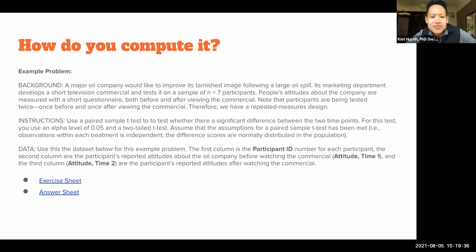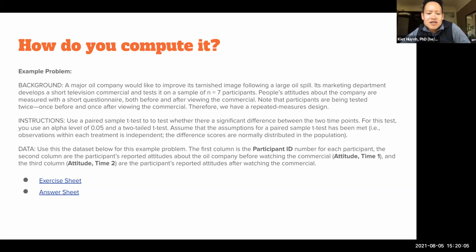So here's the background. A major oil company would like to improve its tarnished image following a large oil spill. Its marketing department develops a short television commercial and tests it on a sample of n equals 7 participants. People's attitudes about the company are measured with a short questionnaire, both before and after viewing the commercial. Note that participants are being tested twice, once before and once after viewing the commercial. Therefore, we have a repeated measures design.